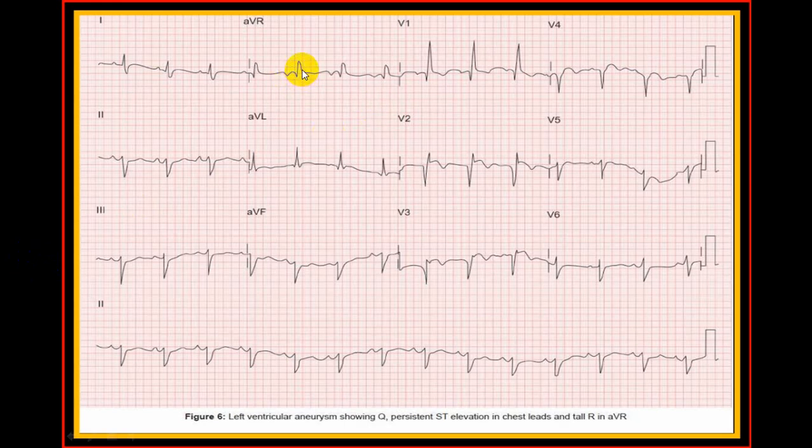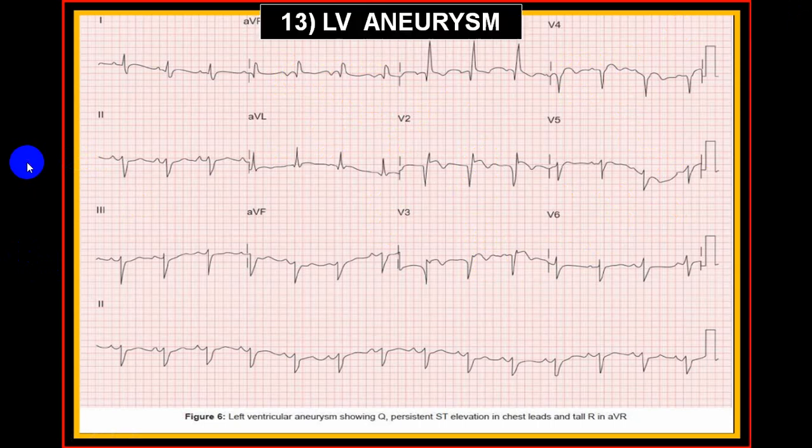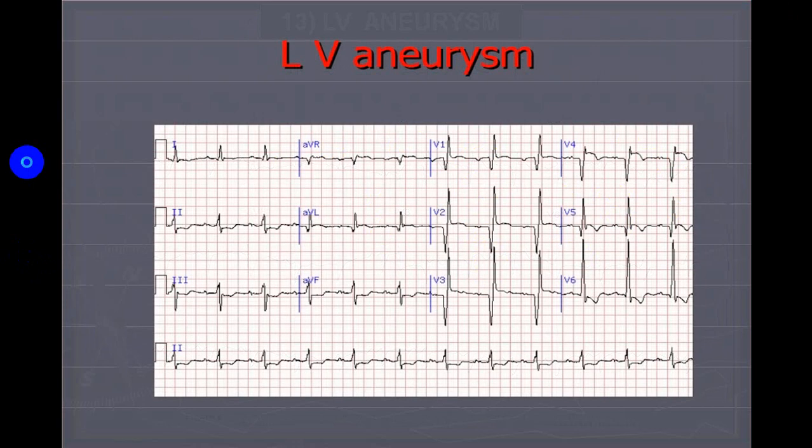So if you got a persistent R wave and there is an ST segment elevation with T wave inversion, it is ventricular aneurysm, LV aneurysm. Again, you can see here ST segment elevation with T wave inversion. Even after many months, it is LV aneurysm.